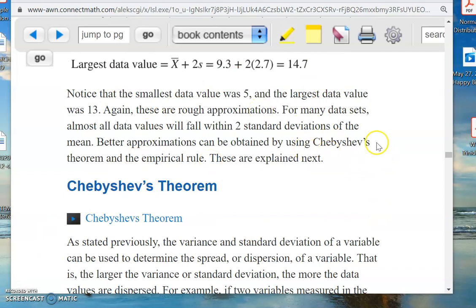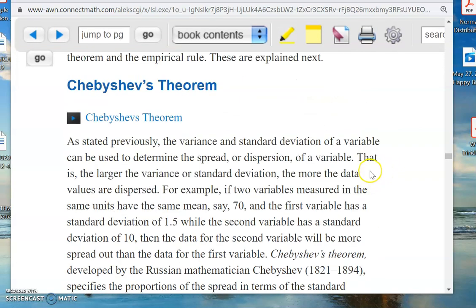Okay, and as he says here, you can get a better approximation by using what is commonly referred to as Chebychev's Theorem and the empirical rule. These are two separate rules, two separate concepts, okay? And then we're going to explain those next here. All right, I think I have time to do Chebychev's Theorem.